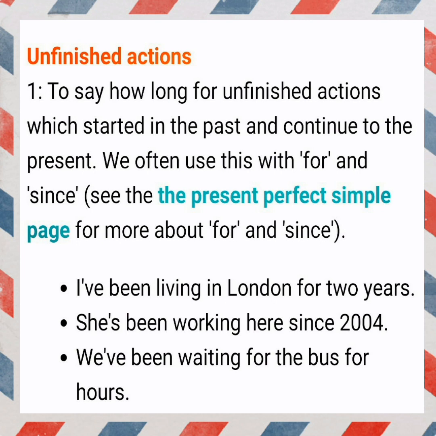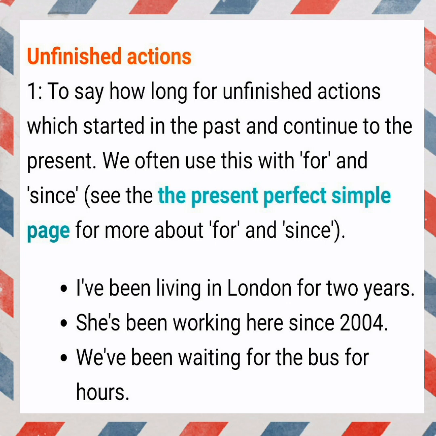To say how long for unfinished actions which started in the past and continue to the present. We often use this with for and since sentences. Already we had seen this for and since in present perfect tense. I have been living in London for 2 years and still I am living there is the meaning. She has been here since 2004 and still she is working here. We have been waiting for the bus for hours and still we are waiting. This is the meaning here.